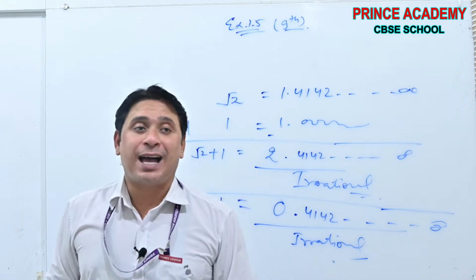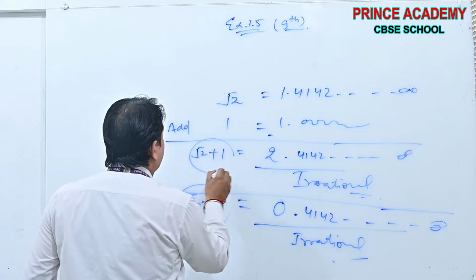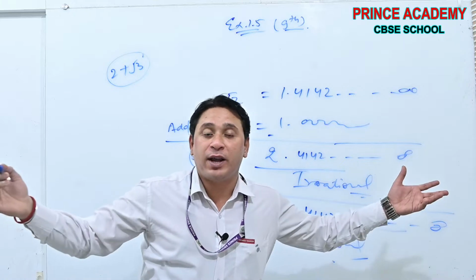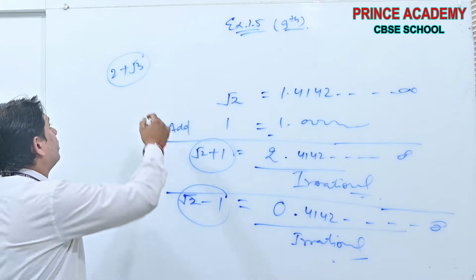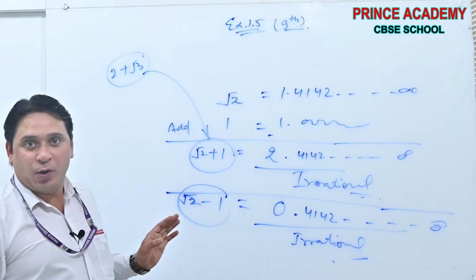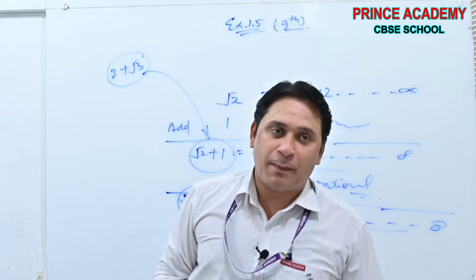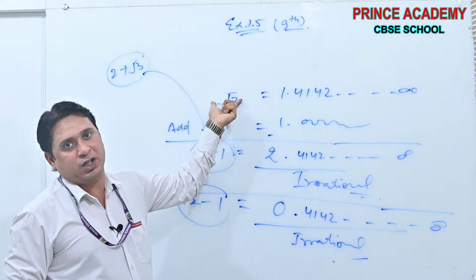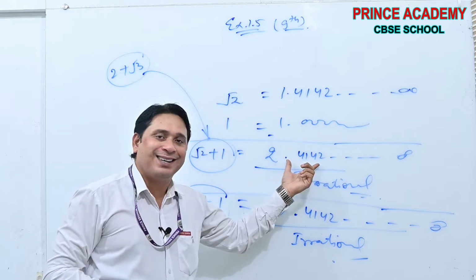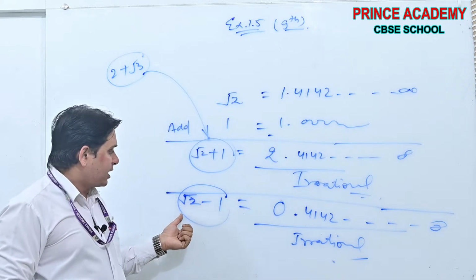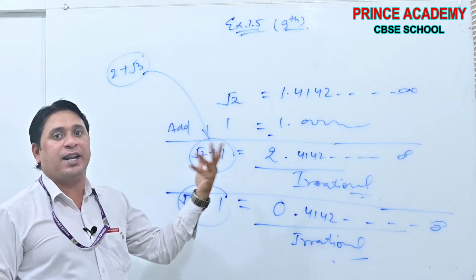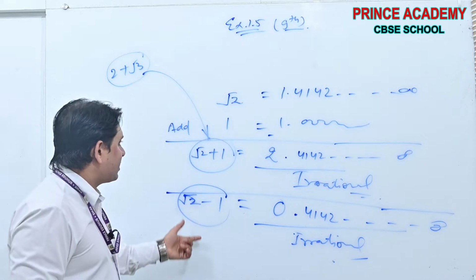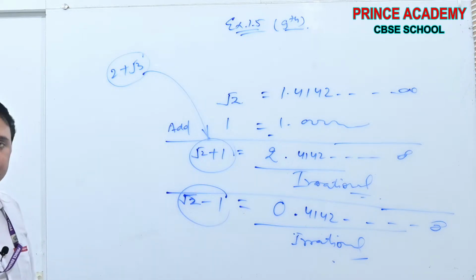This is the type you have to keep in your mind. If I ask 2 plus root 3, what is this? Rational or irrational? This is irrational because it is of this kind. You got my point? When we add a rational number to an irrational, the output is always irrational. Irrational minus rational, the difference of rational and irrational, will be irrational. You can take a screenshot for your further reference.